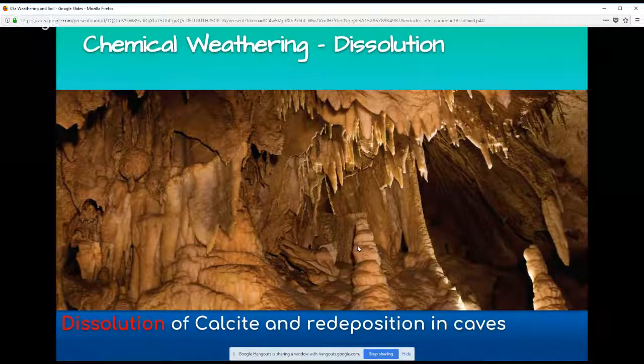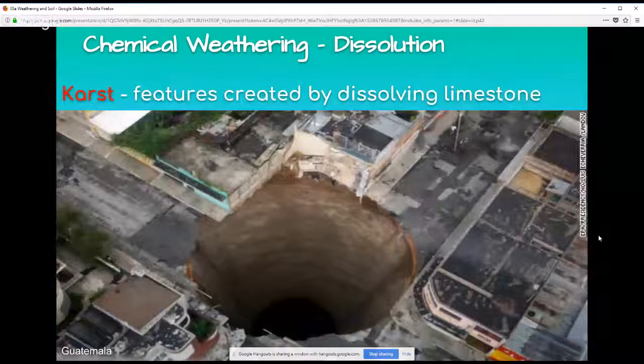And when you dissolve calcite, you create features that are known as karst. These are sinkholes, dolines, caves, and other things that are related to this dissolution of rock material over time. Here's a large sinkhole in Guatemala with the street for scale.